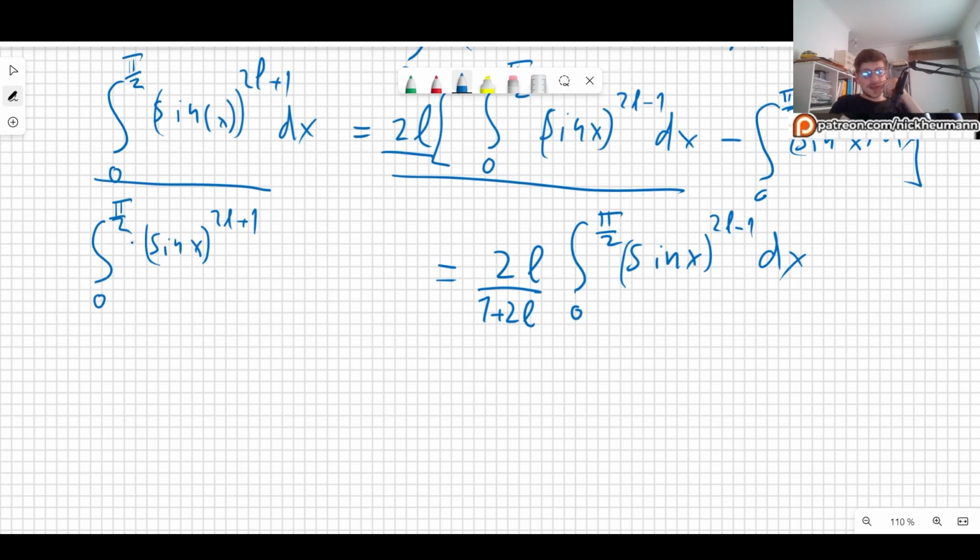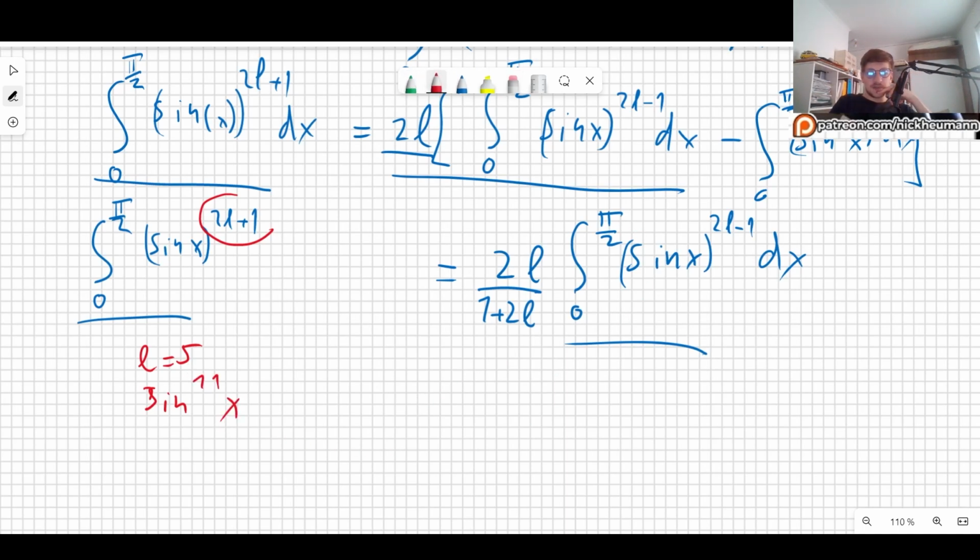Because now this integral and these are correlated. What does this mean? This means that if we started, let's say, with L equals 5, then this thing right there is the integral of sine to the 11th x. No, not 7, sorry, 11.